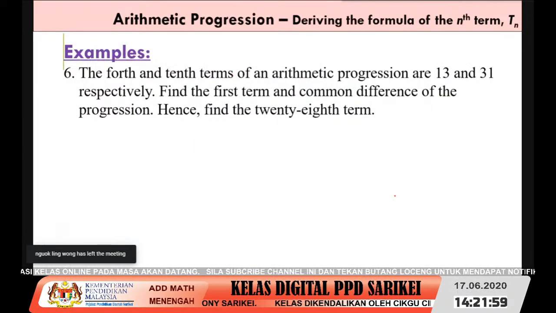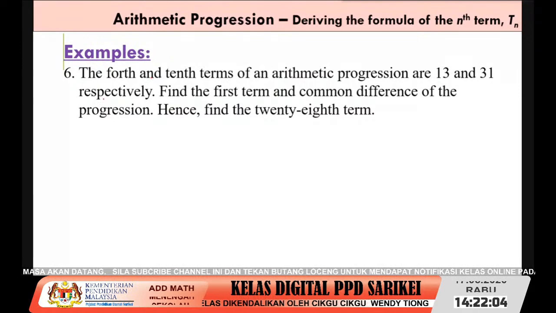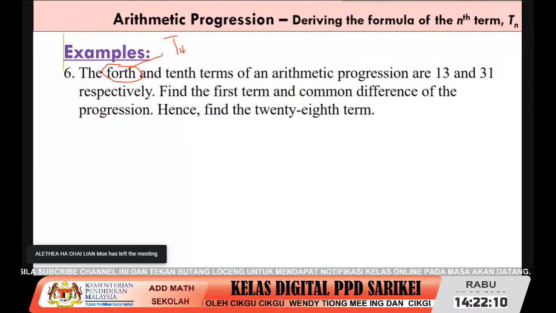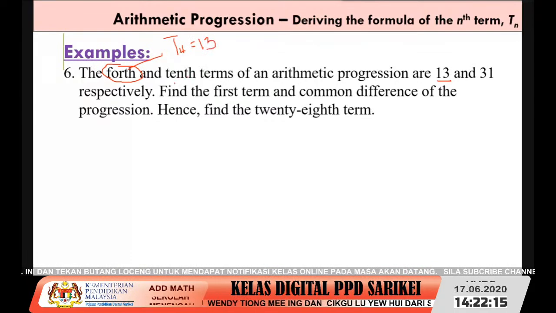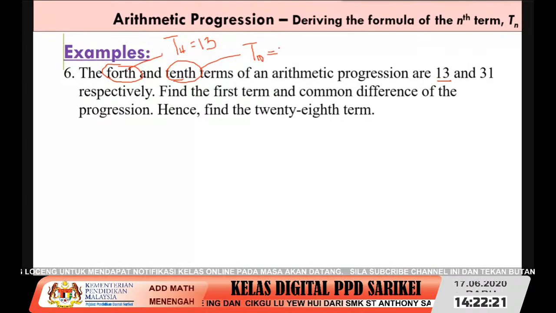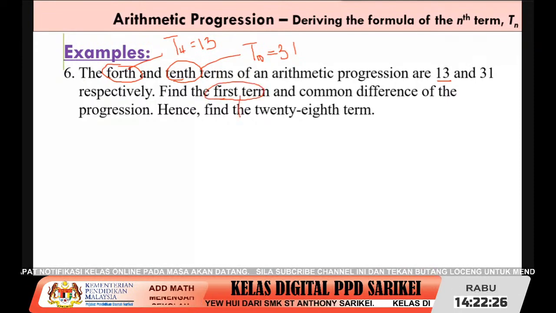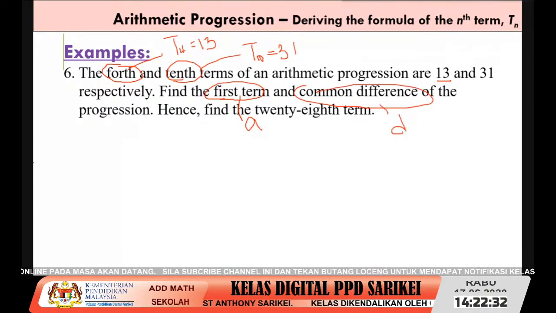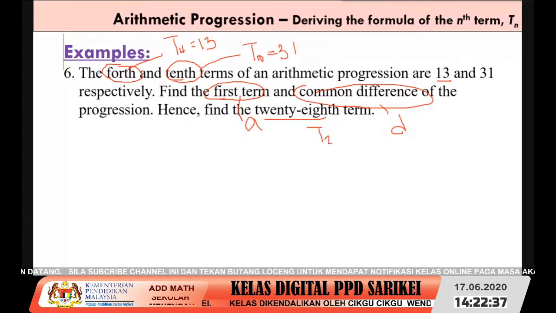Next, the fourth and the 10th term of an arithmetic progression are 13 and 31 respectively. The fourth term here means T4, sebutan yang ke-4 sama dengan 13. Next, the 10th term maksudnya sebutan yang ke-10 sama dengan 31. So find the first term. So we have to look for a and the common difference d of the progression. So hence find the 28th term. So we have to find T28.